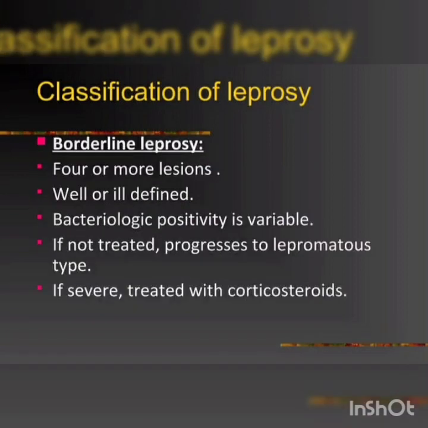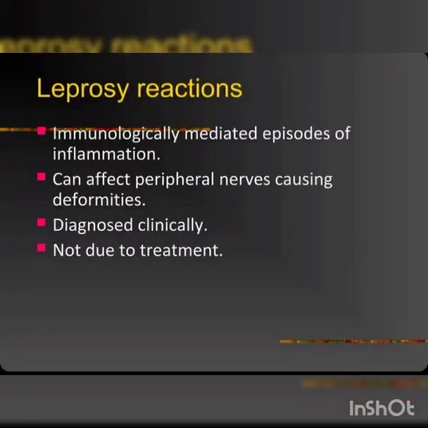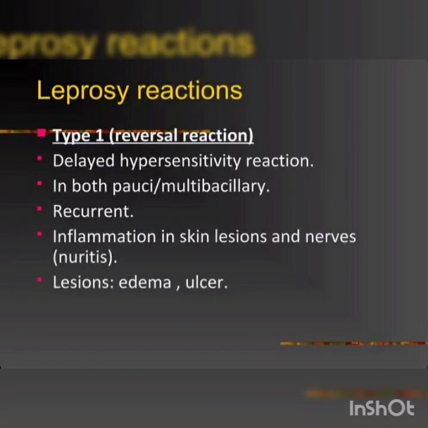Borderline leprosy: 4 or more lesions, well or ill-defined, with bacteriological positivity. If not treated, borderline progresses to lepromatous. Leprosy reactions are immunologically mediated inflammations which can affect peripheral nerves, causing deformity. They are diagnosed clinically and are not due to treatment. Type 1 reaction is a delayed hypersensitivity type in both paucibacillary and multibacillary disease, with recurrent inflammation of skin and nerve.